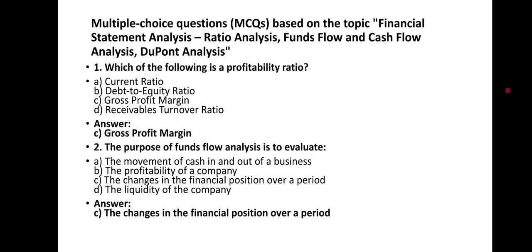So these are the multiple choice questions based on the topic financial statement analysis, ratio analysis, fund flow analysis, cash flow analysis, and DuPont analysis. First question: which of the following is a profitability ratio? The right answer is gross profit margin. In the case of profitability ratios, we have to find out the gross profit margin.